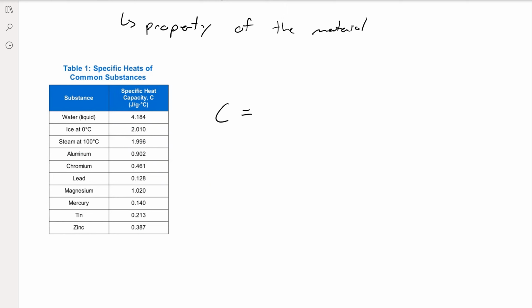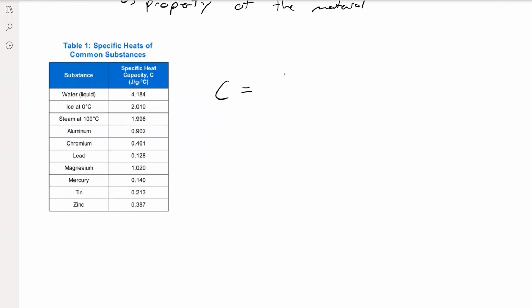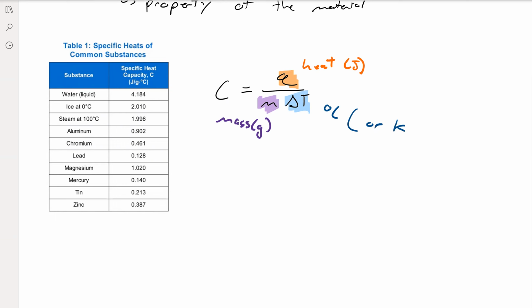It is equal to the amount of heat added divided by the mass and the change in temperature, right? Where Q is heat, M is mass, usually in grams, heat, of course, in joules. And then your delta T is your change in temperature, which is usually in degrees Celsius. It can also be in Kelvin, so capital K. We'll learn about that a little bit later. For this kind of stuff, it's interchangeable.